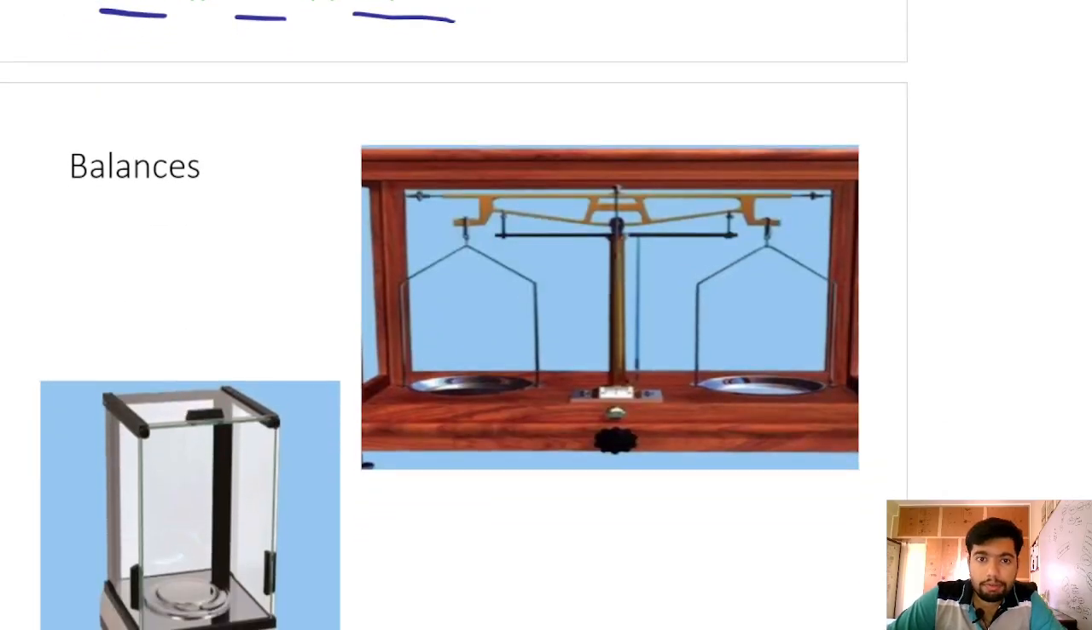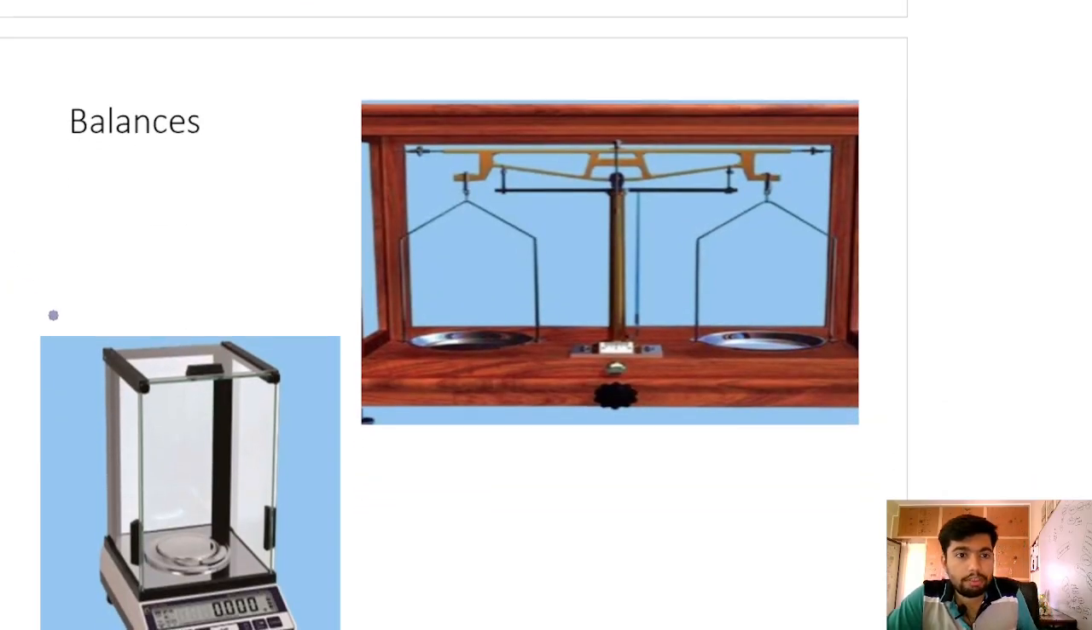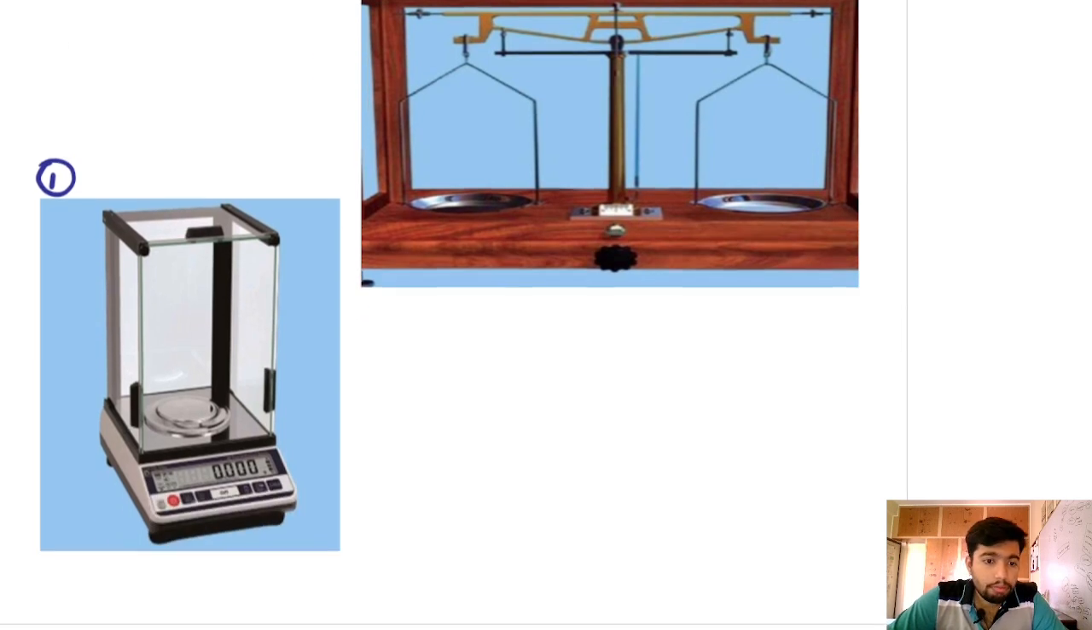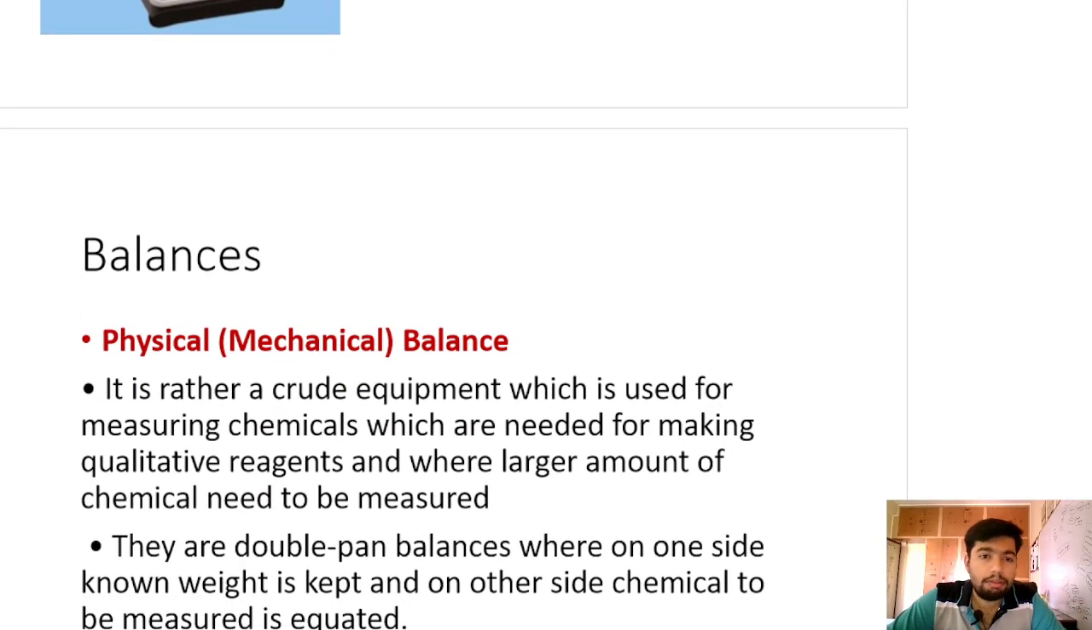You can see on the screen we have two types of balances. The first image is of an electronic balance and the second one is a mechanical balance. We'll discuss the difference between them. First, we have physical balances. It is a rather crude piece of equipment which is used for measuring the chemicals needed for making qualitative reagents. Whenever you are performing a qualitative analysis, we use a reagent to do different tests. So to make this particular qualitative reagent we will require a balance, because we have to make a specific amount.